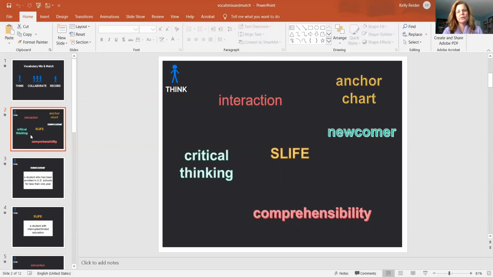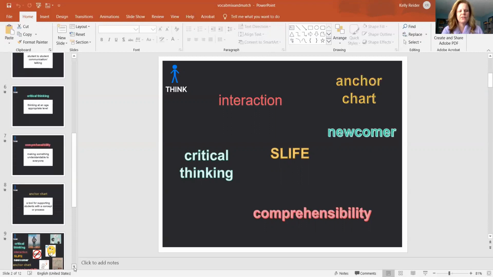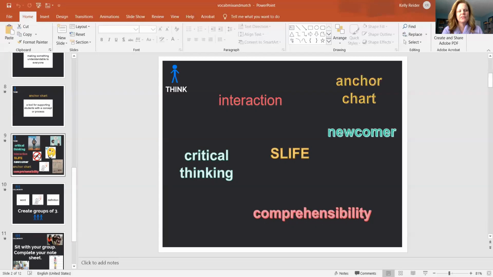They might be written on the board, they might be on a screen, whatever your choice of technology or not technology would be. Chart paper, as long as they can see them. Okay. Then my slides are out of order here. I'll fix them for the download.